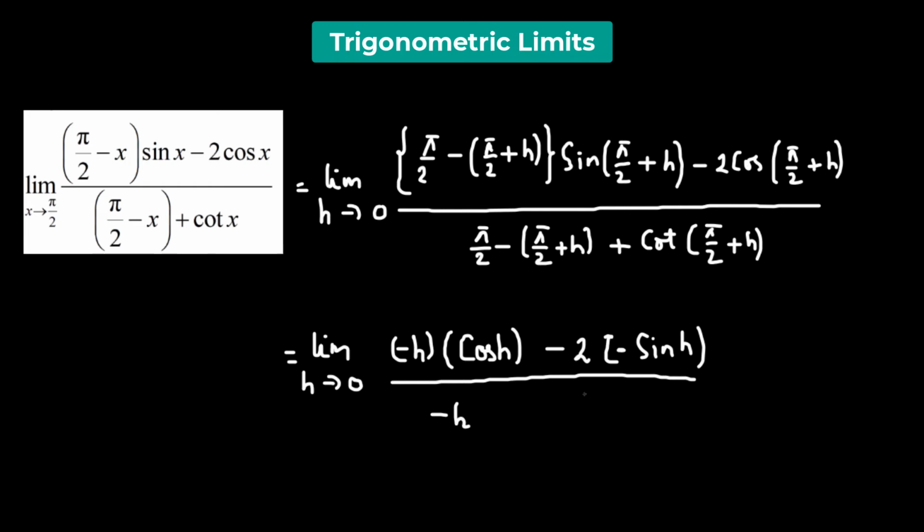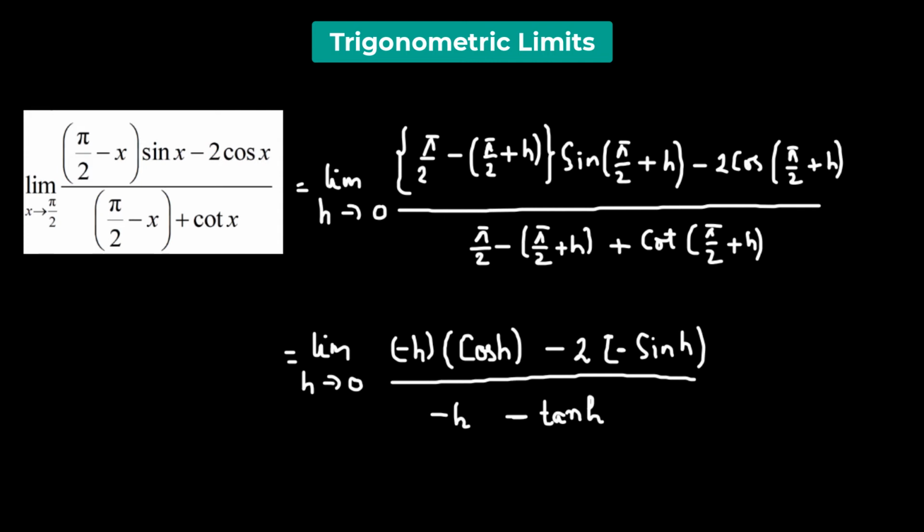Then we have cotangent of pi over 2 plus h. So that will become tan h. Similarly, this is in the second quadrant, and in the second quadrant the cotangent function is going to be negative. Now we have arranging all the terms.